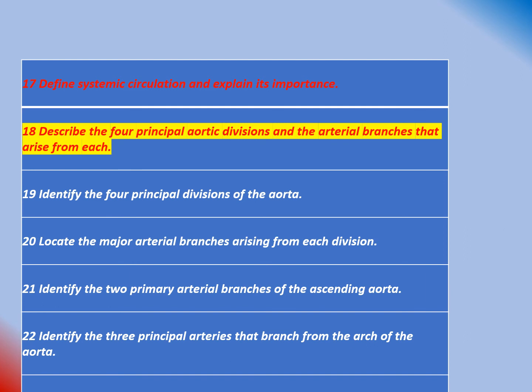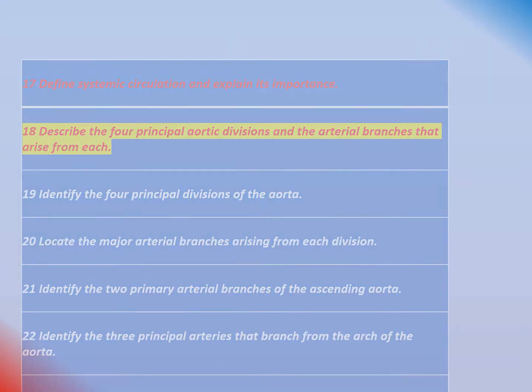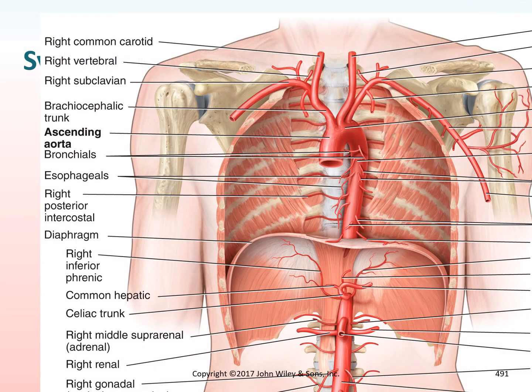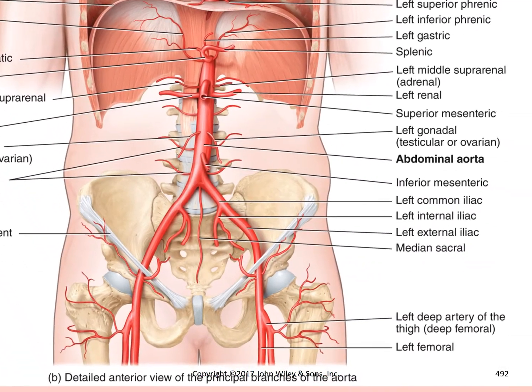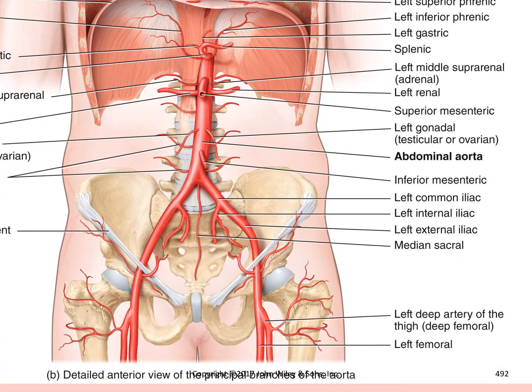Describe the 4 principal aortic divisions and the arterial branches that arise from each. Well, for the aorta, we have the ascending aorta. Then we have the arch of the aorta. Then we have the descending thoracic aorta. And then we have the abdominal aorta, which is the lowest aorta.